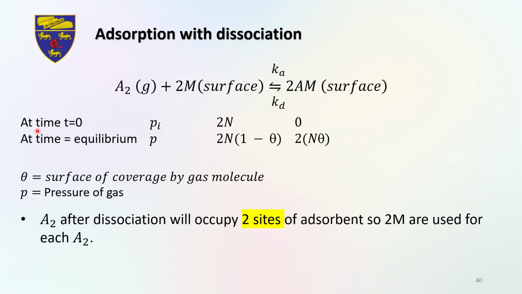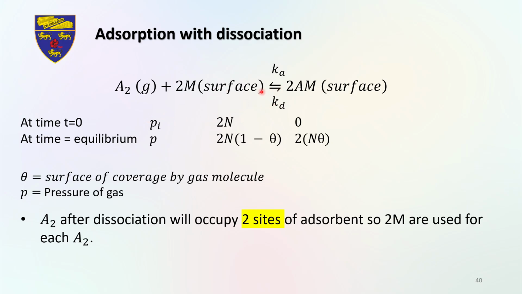So similarly, at time t equals 0, the pressure of A2 is Pi, and n is the number of sites that are available. So in this case, we have 2n, and the sites that are occupied, which already form the adsorbed molecule on it, at the initial time t equals 0, is 0. While the process of adsorption proceeds, it will achieve equilibrium.